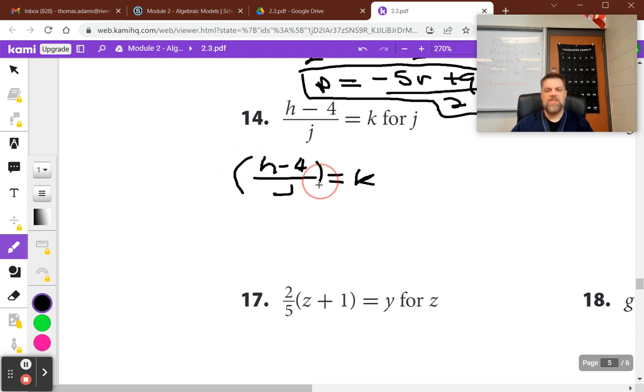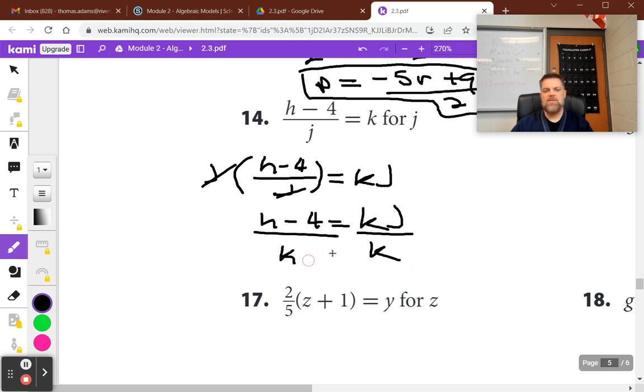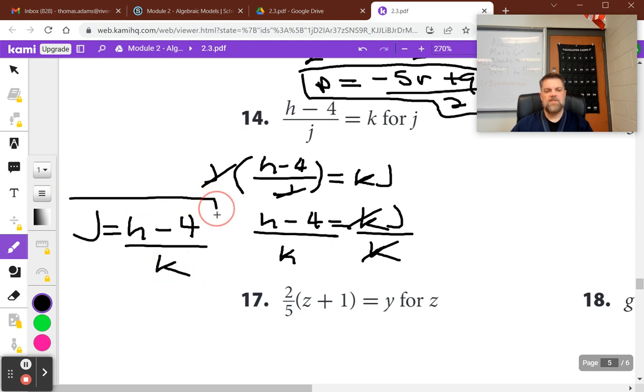So I'm going to take this whole thing and get rid of the j out from the bottom. I'm going to multiply by j. This j cancels with this j, and I get h minus 4 equals kj. Then I divide by k. Whatever I do on one side, I do on the other. These k's cancel, and I get j equals h minus 4 over k. That's the answer.